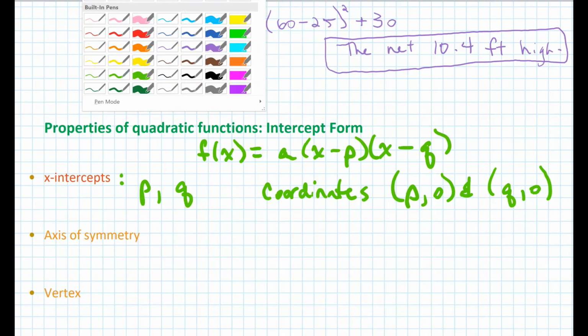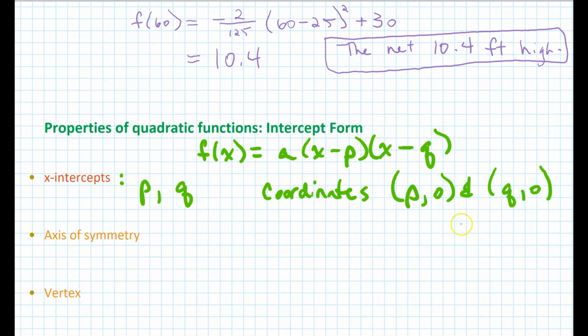All right. So let's just do a quick little visual here. Let's say I have a graph here, and let's say I have one of my x-intercepts at 1 and one of my x-intercepts at 5. So your axis of symmetry would be 1 plus 5 divided by 2. Exactly. So p plus q. Yes. The axis of symmetry will be x is equal to p plus q divided by 2.